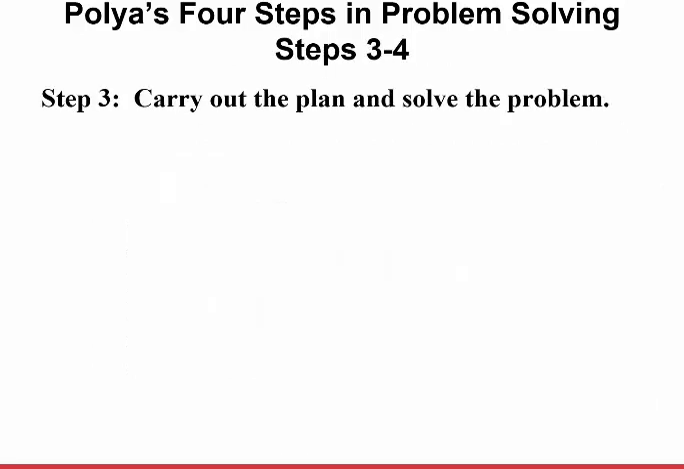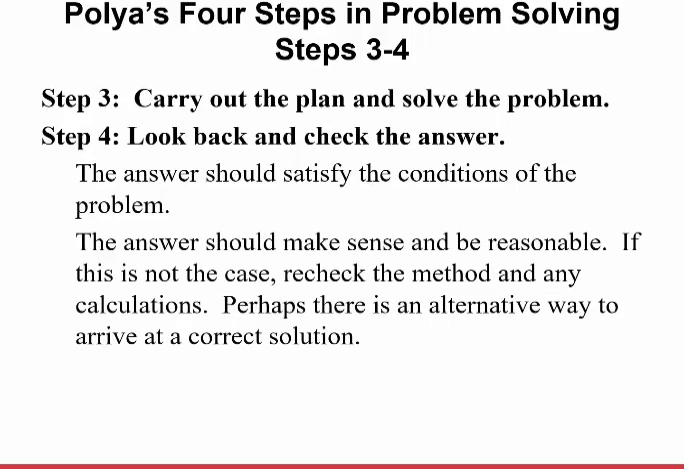After you've done that, the next thing in step three is to carry out the plan and solve the problem. Basically, you're going to solve it mathematically. In step four, you're going to look back and check the answer. The answer should satisfy the conditions of the problem, and it should make sense and be reasonable. If this is not the case, then recheck the method and any calculations. Perhaps there's an alternative way to arrive at a correct solution. Once you get the answer, it should make sense and be reasonable. Think about that always.